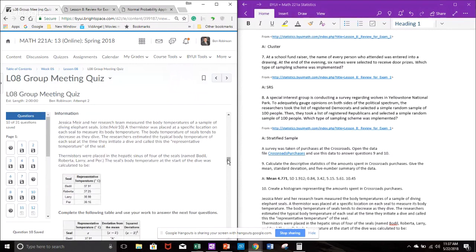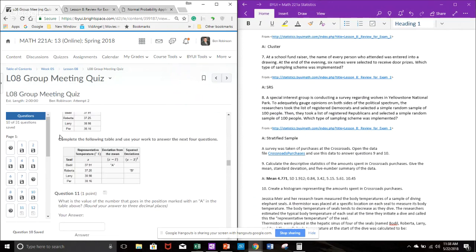Okay, so the next one. Jessica Meir and her research team measured the body temperatures of a sample of diving elephant seals. The thermistor was placed at a specific location in each seal to measure its body temperature. The body temperature of seals tends to decrease as they dive. The researchers estimated the typical body temperature of each seal at the time they initiated a dive and called this the representative temperature of the seal. Thermistors were placed in the hepatic sinus of 4 of the seals named Bodil, Roberta, Larry, and Pierre. The seal body temperatures at the start of the dive were calculated to be, and it's right there. Complete the following table and use your work to answer the next 4 questions. What is the value of the number that goes in the position marked with an A?